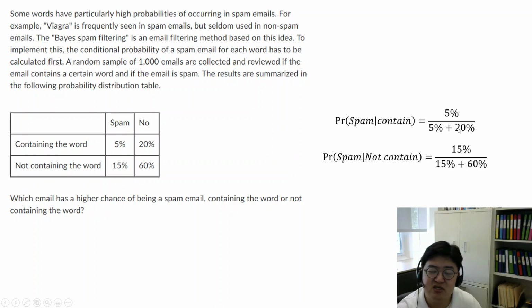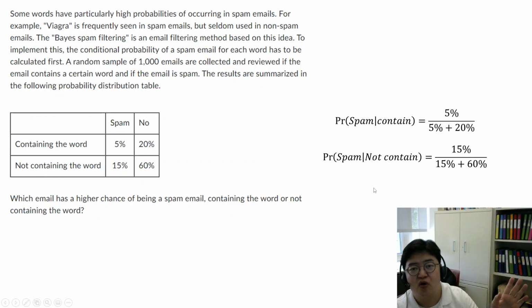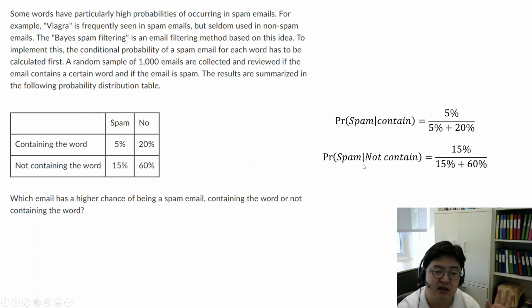So the ratio is the conditional probability. On the other hand, if you change the condition to the emails that do not contain the word, then out of this much, like 15 plus 60%, out of that, 15% are spam emails. So the ratio, the conditional probability is 15% out of 65%, right?